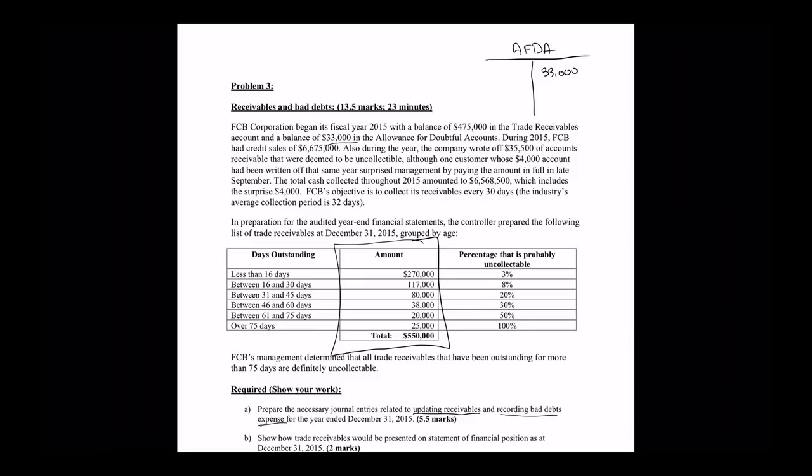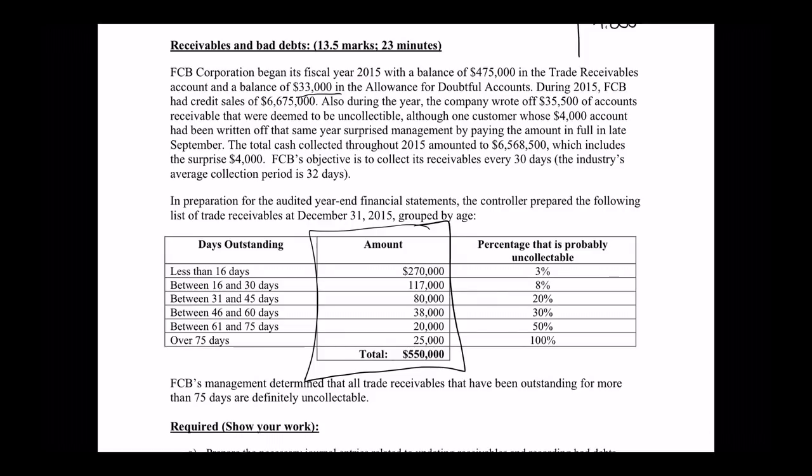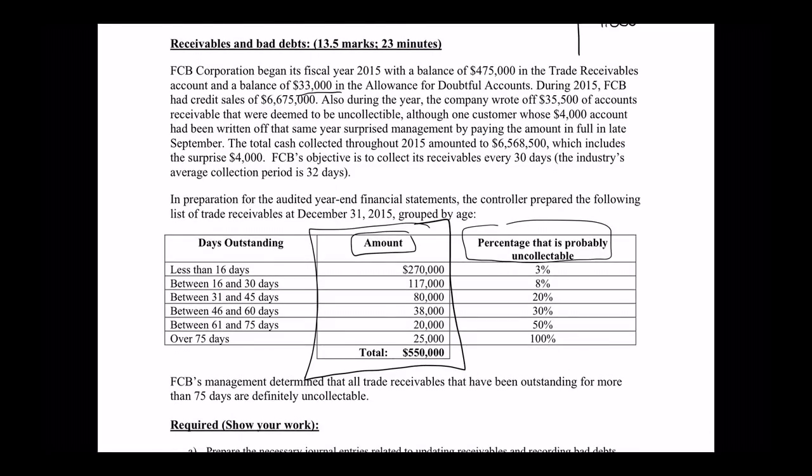During the year, all those sales were done. $35,500 were written off, although one customer surprised management by ending up paying. So we're going to add that back to the allowance for doubtful accounts. And so that's where we're at. Let's take a look at the table here that we have. So we have an aging of accounts table. The amount written in this column should be multiplied by this percentage, and that's the amount that's probably uncollectible. So if we multiply out each row, we will be able to figure out what our allowance should be.